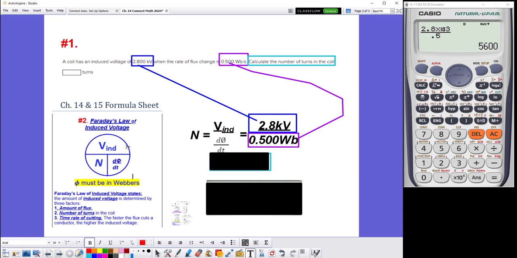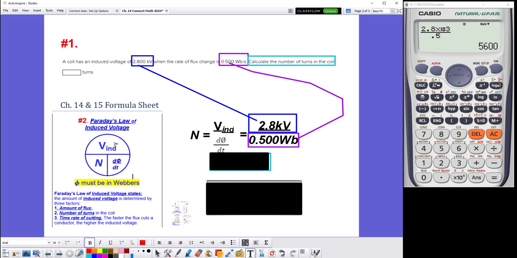So the formula we're referring to is Faraday's law of induced voltage, and we're going to take this formula and put it in our formula circle like we've been doing with Ohm's law and the power formula. Any three-letter algebraic formula can be put into a circle, and as long as you got two, you can find the third. And in this case, we are being asked to calculate the number of turns.